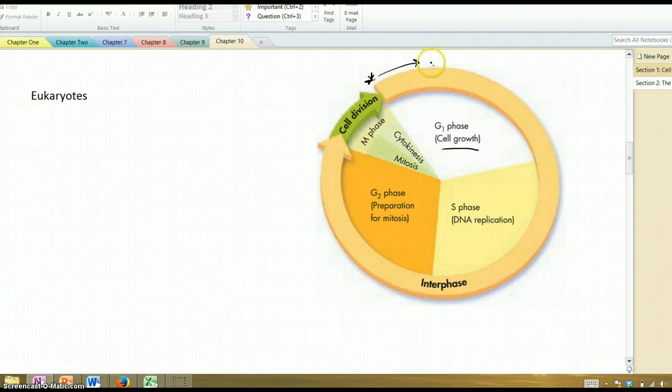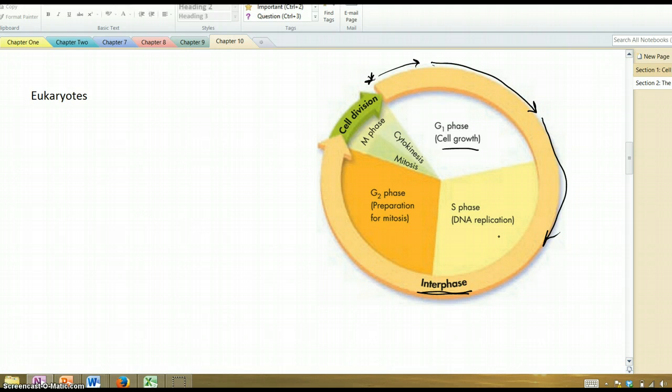Sometimes a cell will just stay in this phase if it's not going to divide again, and it just does whatever that type of cell does, whether it's a kidney cell or a liver cell or whatever. Now, if that cell is going to divide again, it enters the next step of what's called interphase. And you notice this G1, S, and G2 phase are known as interphase. That basically comes from the fact that these are the phases in between cell divisions.